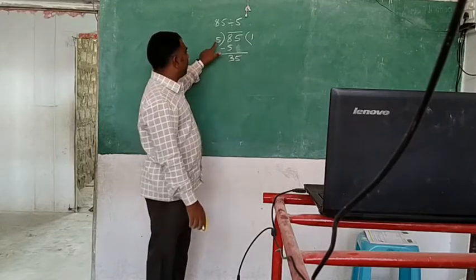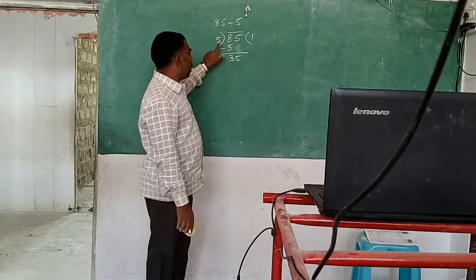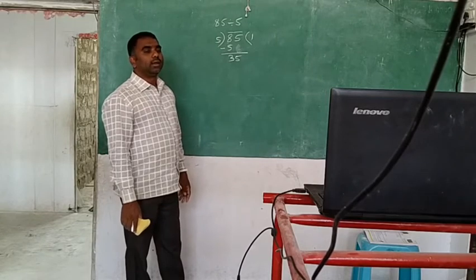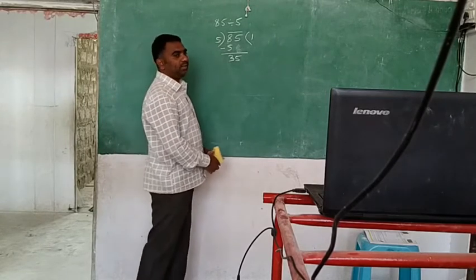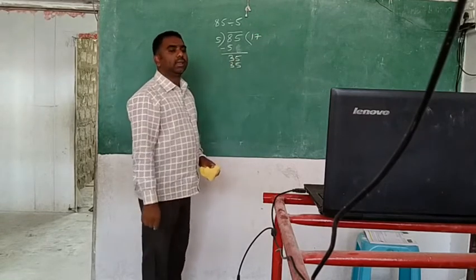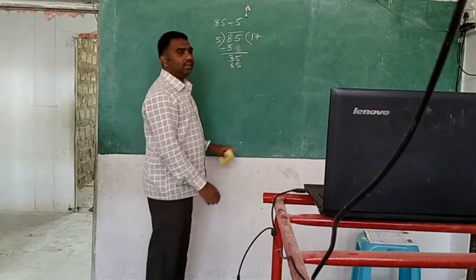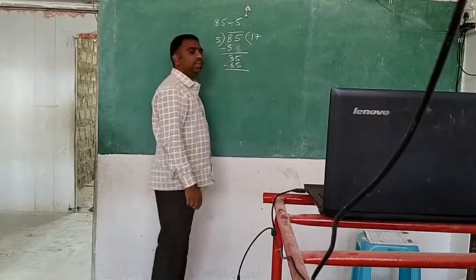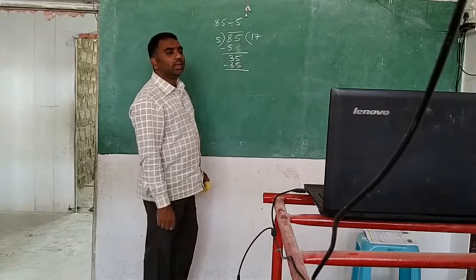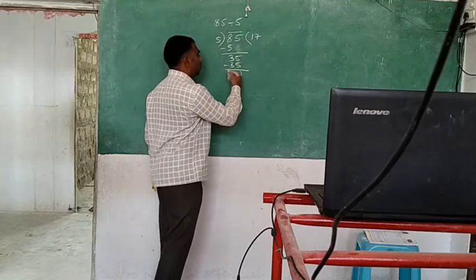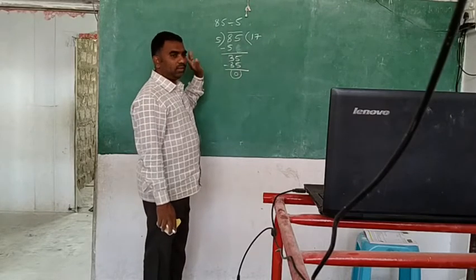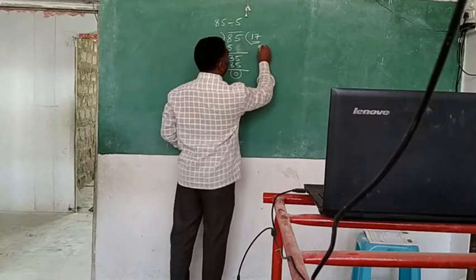Now you should check the 5 table. In the 5 table, how do you get 35? Very good. 5 sevens are 35. So you write 5 sevens are 35. Now we will do the subtraction here. 35 minus 35. Very good. It will be 0. Because another number is not there to take here. So now you see, this is what? Quotient.